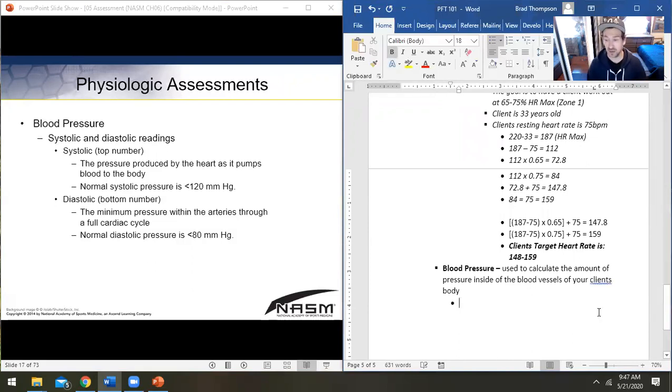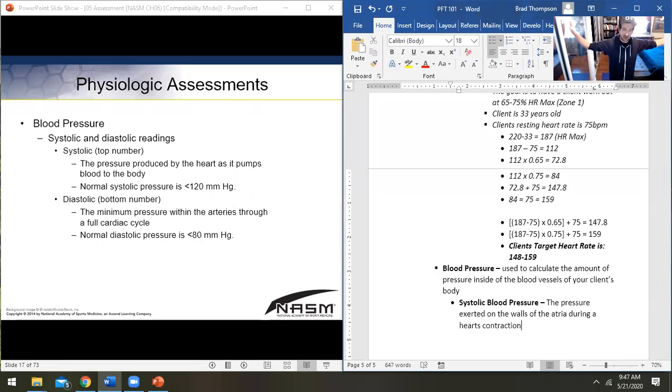You're going to have two main numbers here. You are going to have your systolic number and your diastolic number, right? Systolic blood pressure is the pressure exerted on the walls of the arteries during a heart's contraction. So it's the amount of pressure pushing out on the walls when your heart contracts, right?